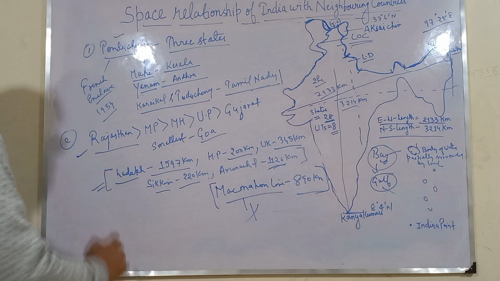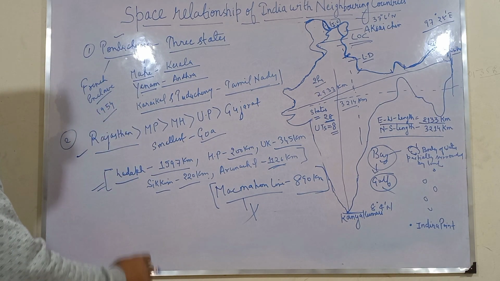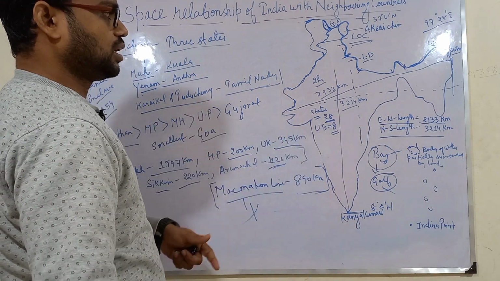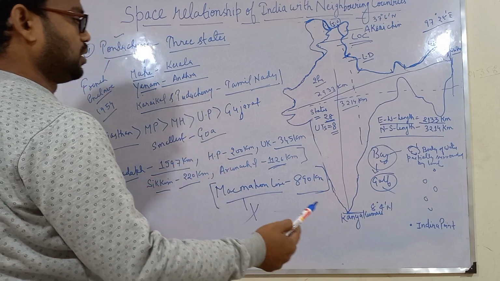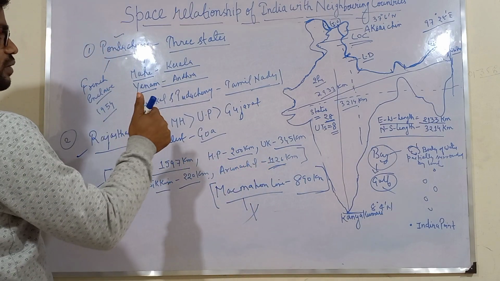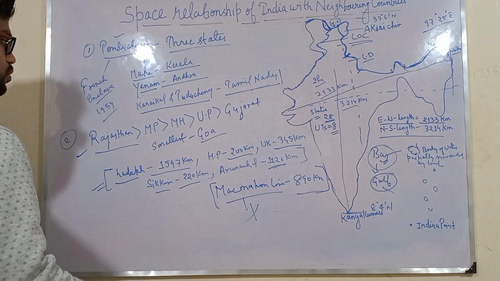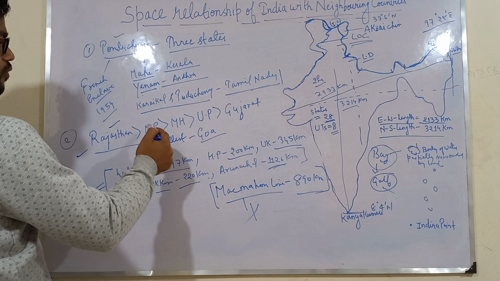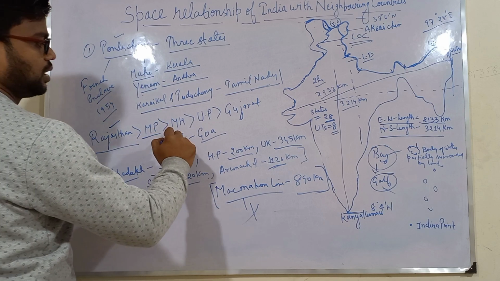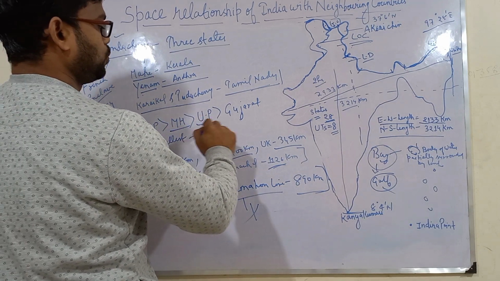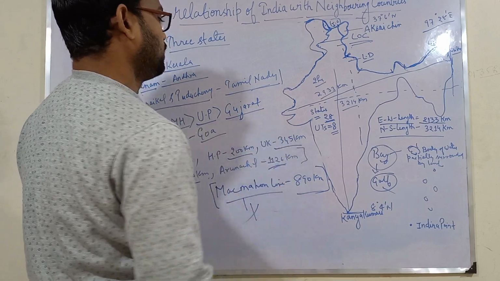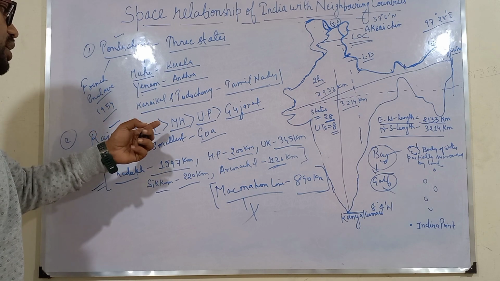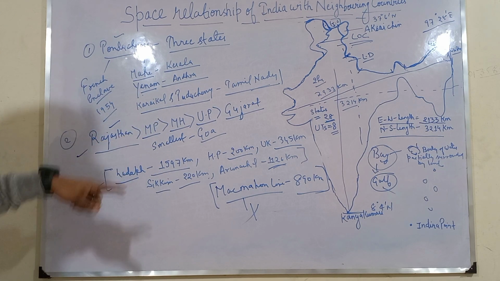The second important fact which was asked recently in an examination is that you need to arrange the states of India with respect to their areas in descending order, meaning the largest area comes first. Rajasthan has the largest area in India, followed by Madhya Pradesh. Then at third we have Maharashtra, UP is at 4th place, and at 5th place we have Gujarat. Note down this fact. This is in descending order, meaning the highest area is of Rajasthan.